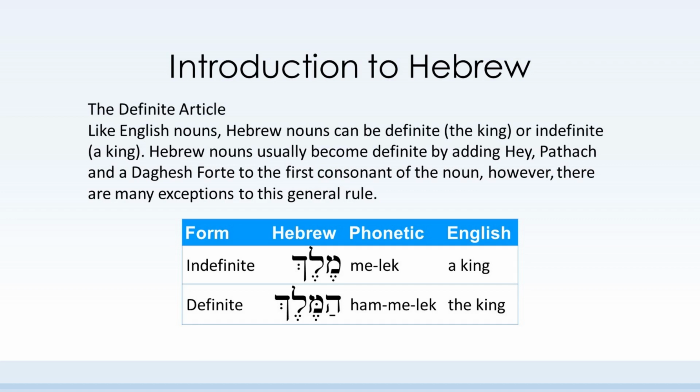In the chart below, we see two Hebrew terms to illustrate this general rule. The first term is melech, and it means a king. It is indefinite. The second term is hammelech. It means the king. It has a he, pathach, and dagesh forte in the first consonant of the word melech. It is a doubling dagesh, therefore the mem is doubled, and you have hammelech.